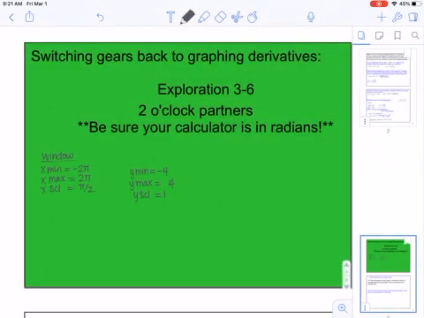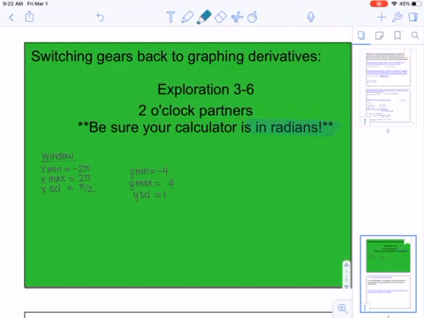All right, so you should have the blue and the yellow sheet in front of you. Before you get started, I need to make sure a couple of things are true to make this easier. Number one, you need to make sure your calculator is in radians, okay? So make sure that that is true in the mode button of your calculator.